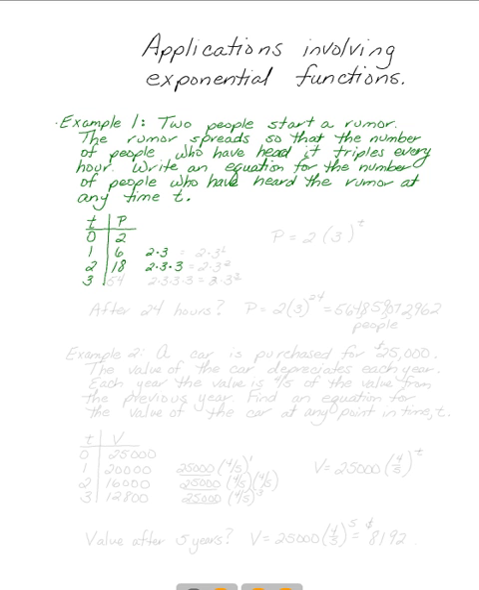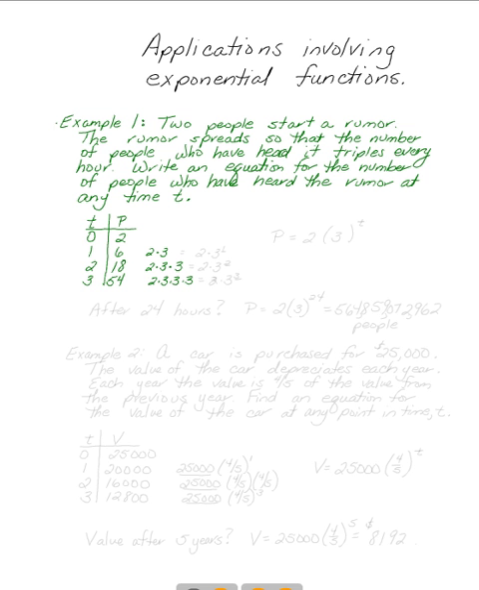At time 3 hours, this number is going to triple again. So we're going to take our previous number and again multiply by 3. 18 times 3 is 54. So 54 people now know our rumor, and so on and so forth.